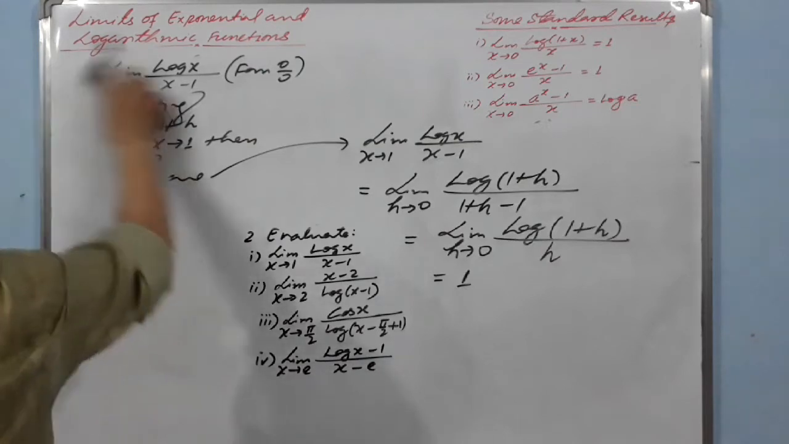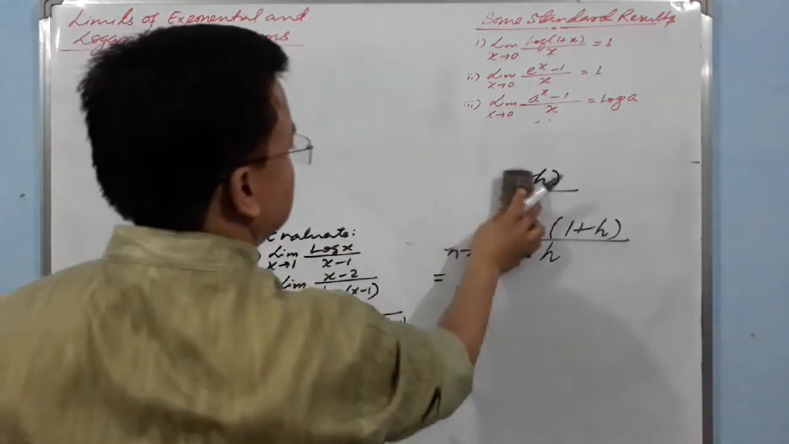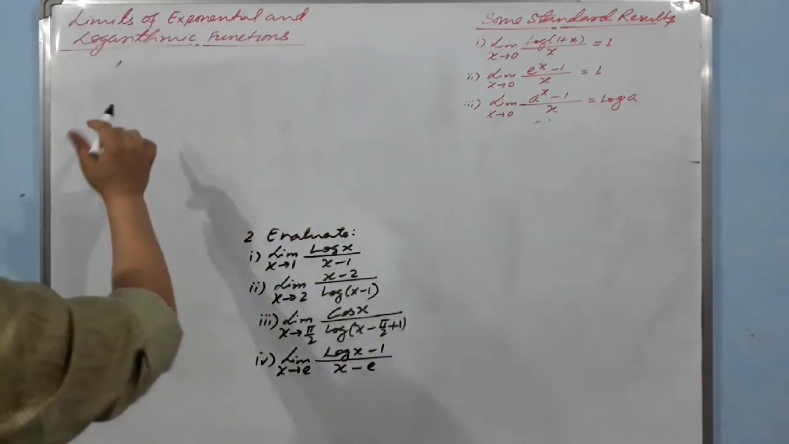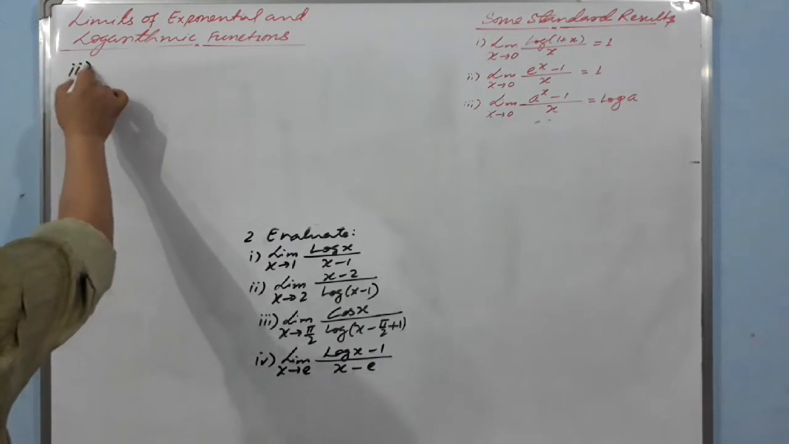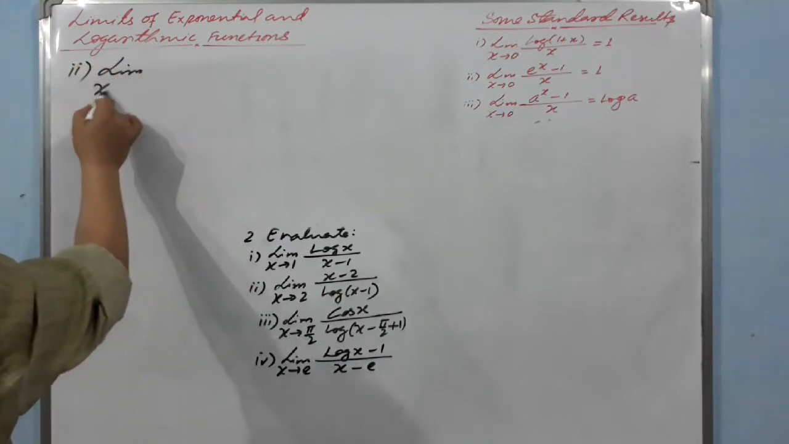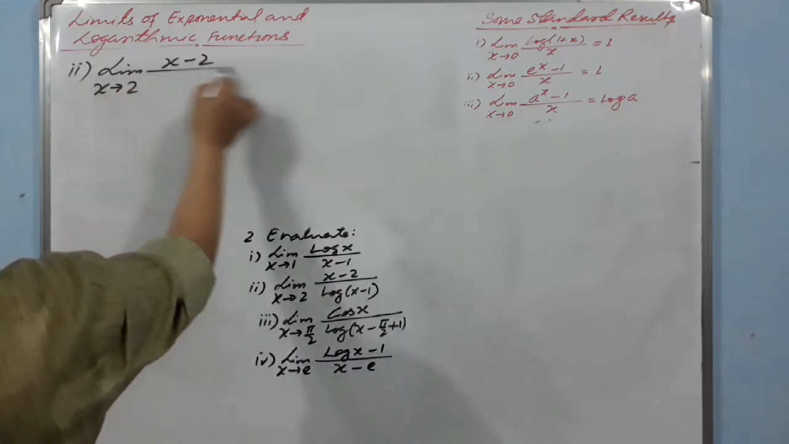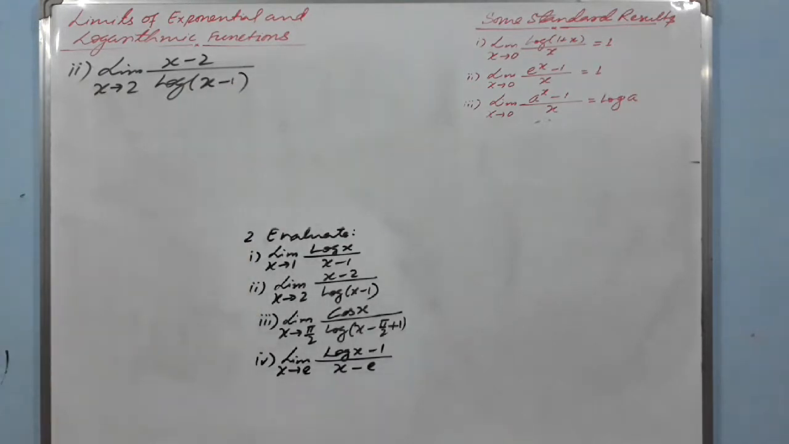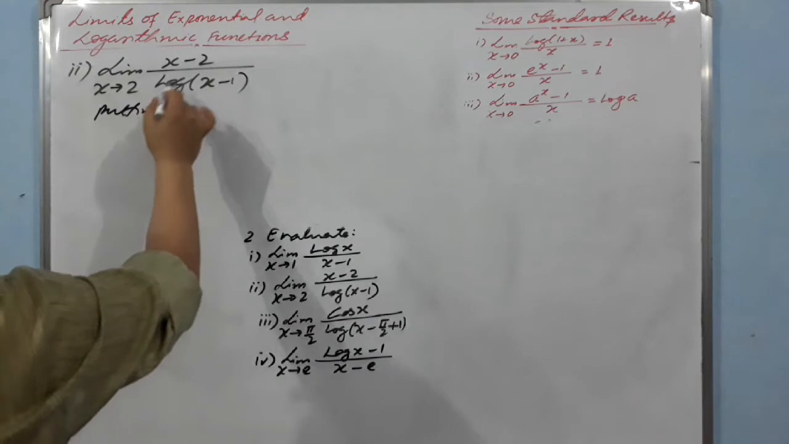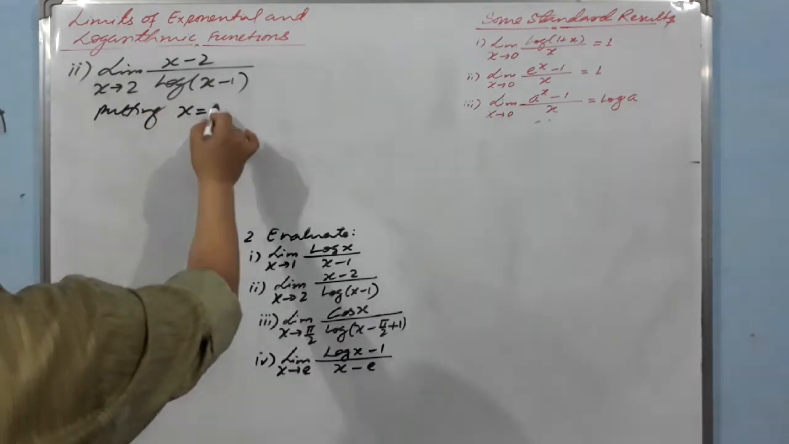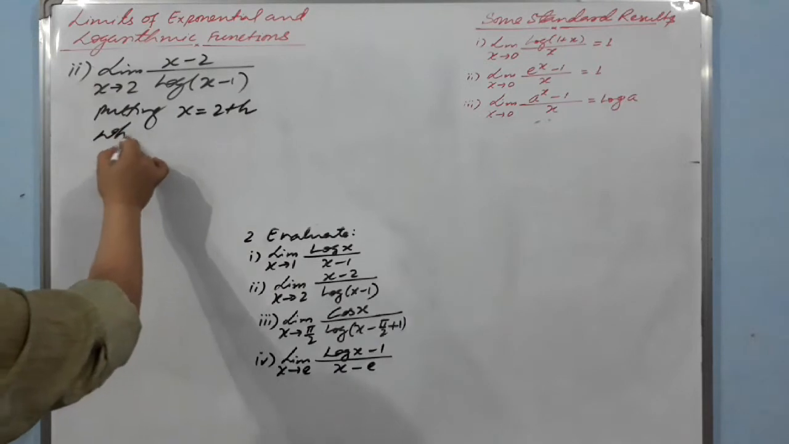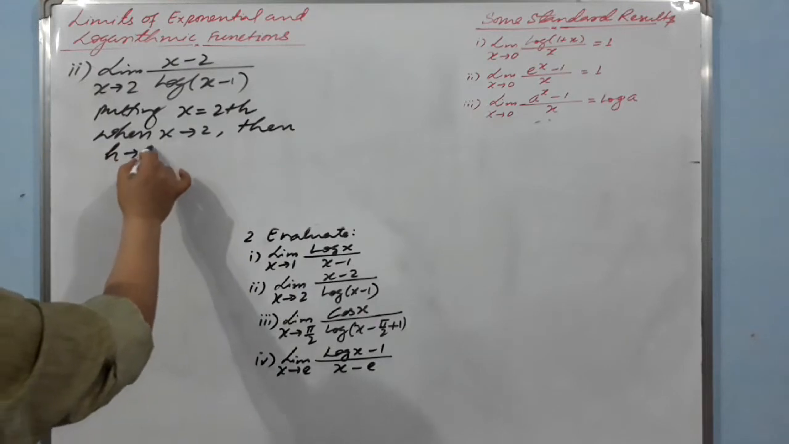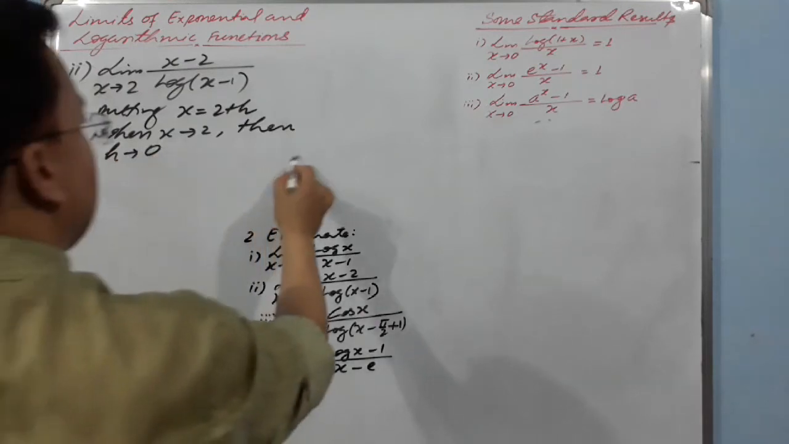Now I'm going to erase. Question number second: limit as x tends to 2 of x minus 2 over log of x minus 1. Putting x equal to 2 plus h. When x tends to 2, then your h tends to 0.